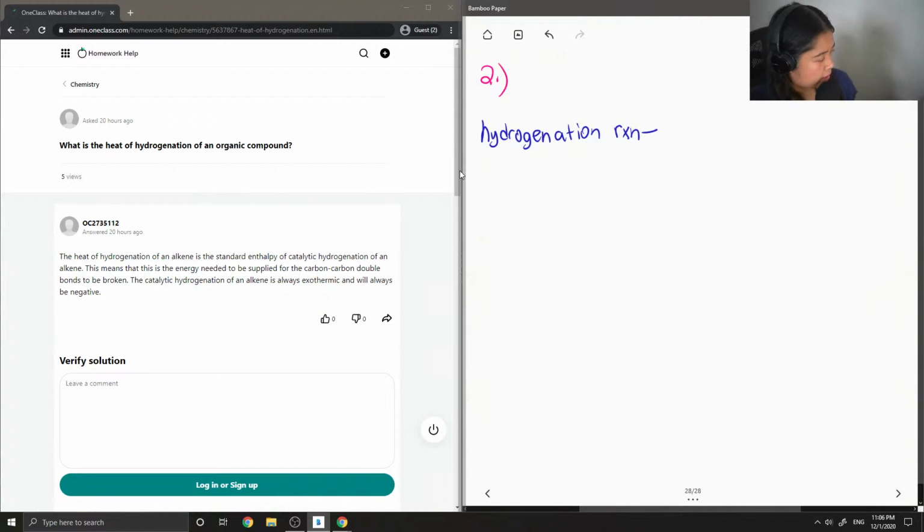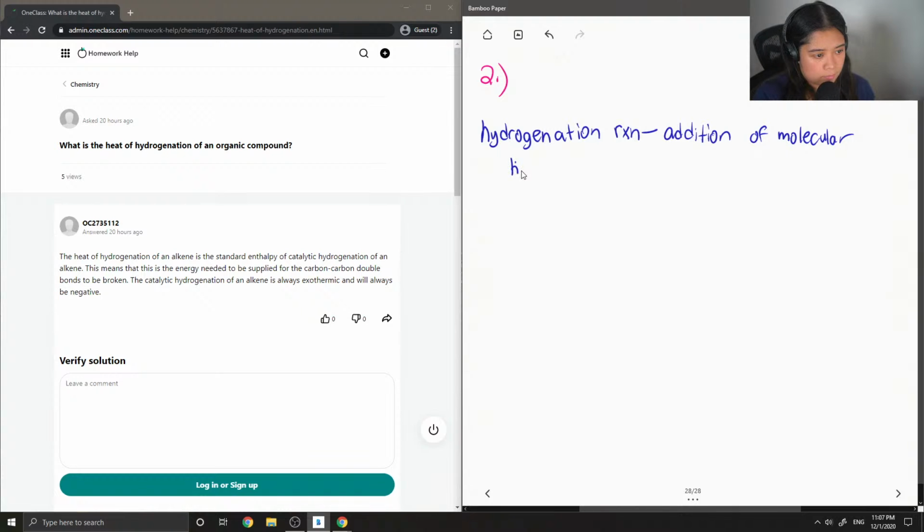So a hydrogenation reaction is the addition of molecular hydrogen. Molecular hydrogen is just H2. And this is added to a double bond, and it reduces the double bond.